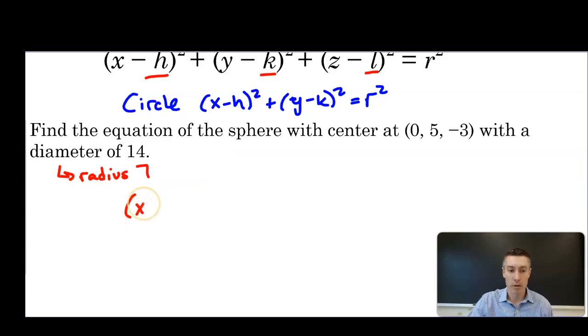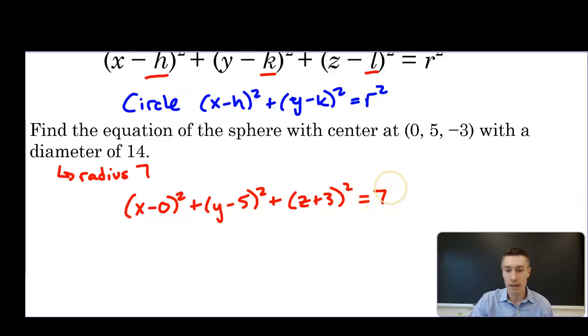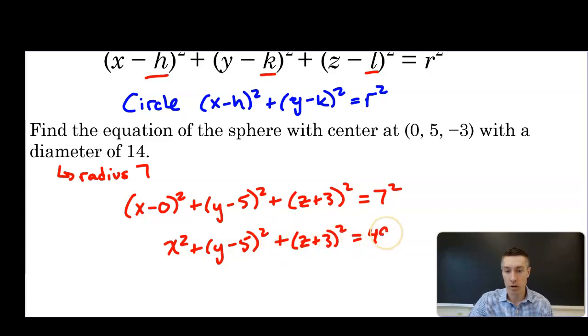So we can start to build our equation. So (x minus 0) squared plus (y minus 5) squared plus (z plus 3) squared equals 7 squared. We don't need the x minus 0, but just for completeness here. And then we can simplify that to be x squared plus (y minus 5) squared plus (z plus 3) squared equals 49. And there we have the equation of the sphere, centered at (0, 5, -3), with a diameter of 14 and a radius of 7.